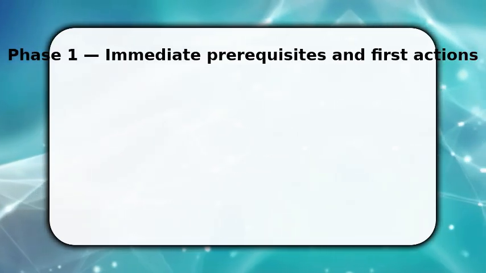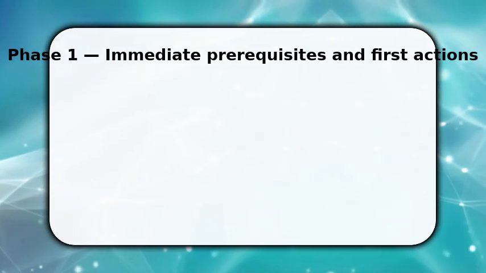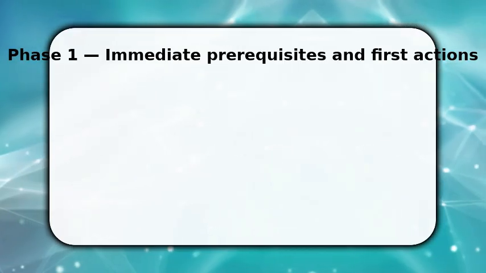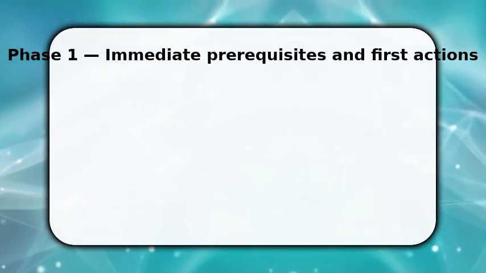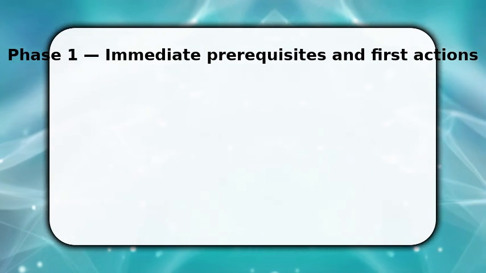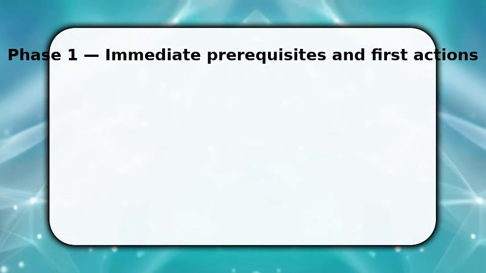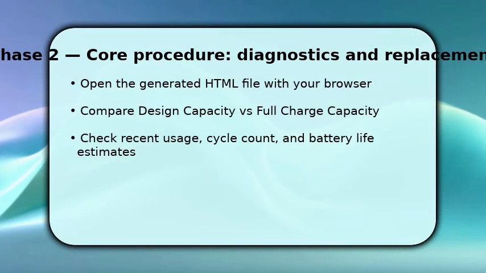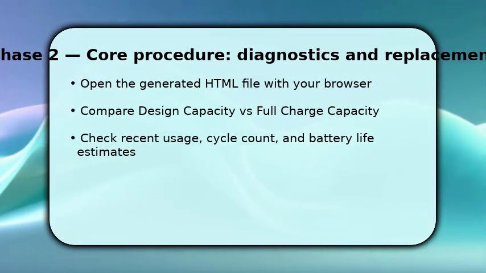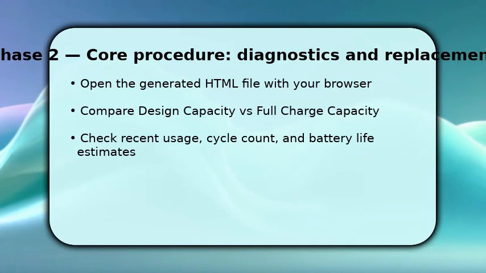This creates an HTML file and shows the path. You do this now to capture detailed usage and design capacity data, which is the foundation for checking health. Once done, open the battery report HTML in your browser so you can read it visually. This is faster than guessing.